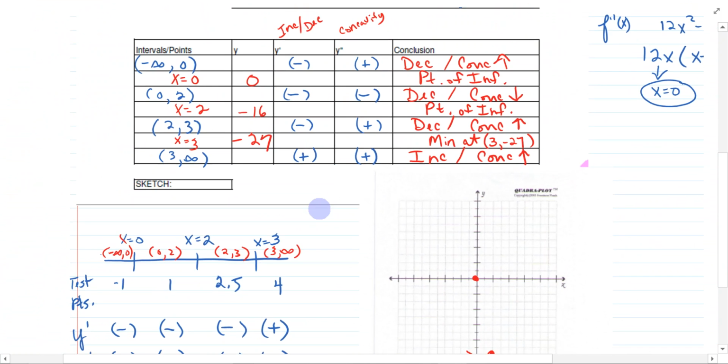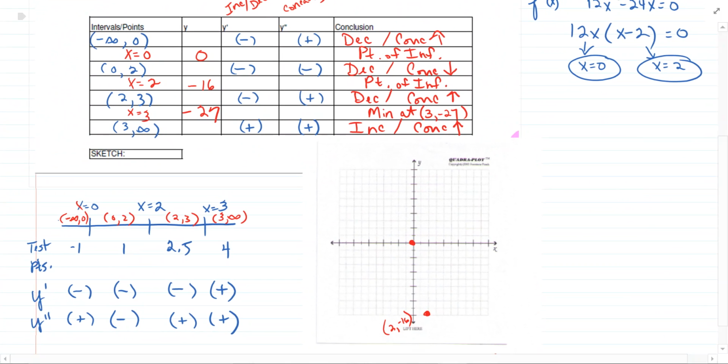Okay? Now, we want to look at the chart. I'm going to make it smaller so we can see the chart and the graph. And we want to think about what's happening. So from negative infinity up to 0, it is decreasing, but it's concave up. So it's kind of doing that. All right, I don't want to draw it yet. And then from 0 to 2, right in here, it's decreasing and concave down. And then from 2 to 3, it's decreasing and concave up. So it's coming down, but it's going to make a little curve. And then we hit this min, and then from then on, it's increasing and concave up.